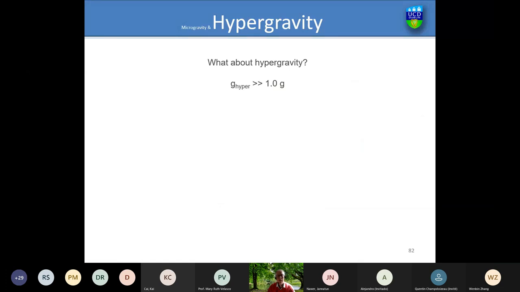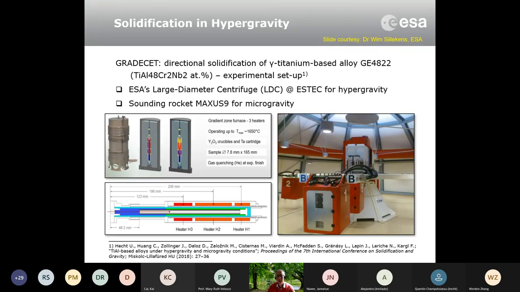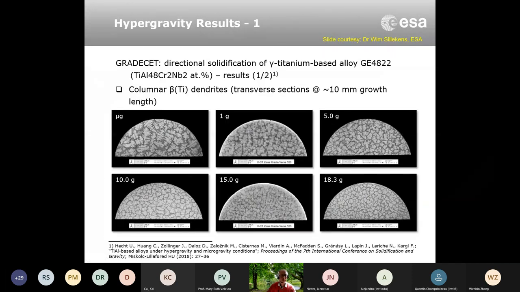So moving on then briefly to hypergravity, G much greater than one. One can use a centrifuge such as ESA's large diameter centrifuge and do a solidification experiment along the arm of the centrifuge, for example, as done in this gamma titanium based alloy, which is essentially an intermetallic alloy, solidified in space on a sounding rocket and in 1G and then at varying levels of G in the centrifuge. And you can see the difference in the microstructure and the scale of the dendritic features as you change G.